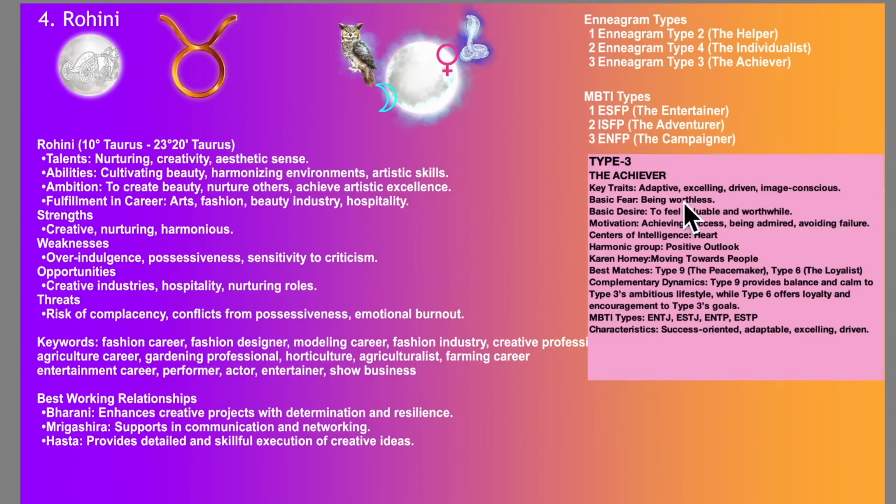Next Enneagram is type 3, the achiever. Key traits of the achiever, if you're an Enneagram type 3 and Rohini, this is for you. Adaptive, excelling, driven and image conscious. The basic fear is being worthless. The basic desire is to feel valuable and worthwhile. Your motivating factors for type 3 are achieving success, being admired, avoiding failure.